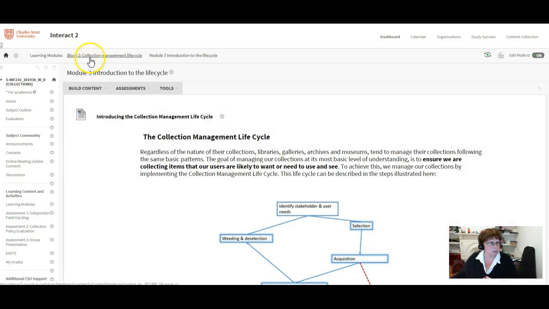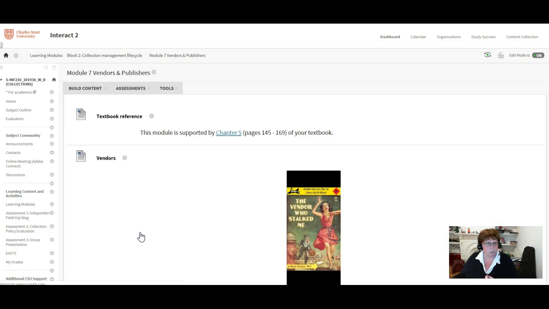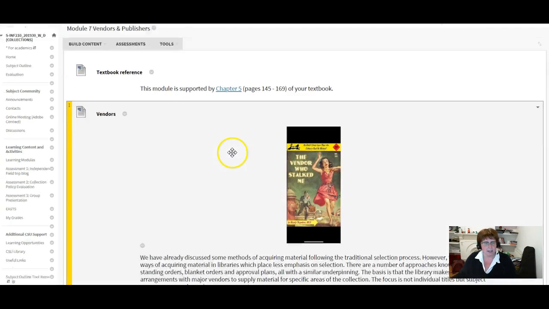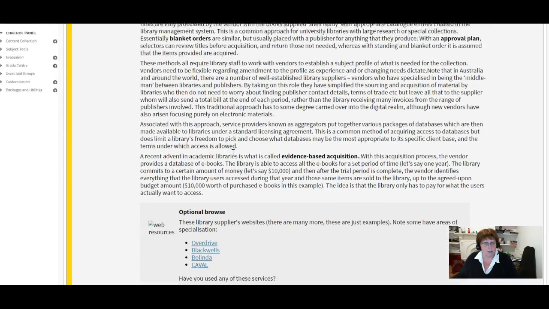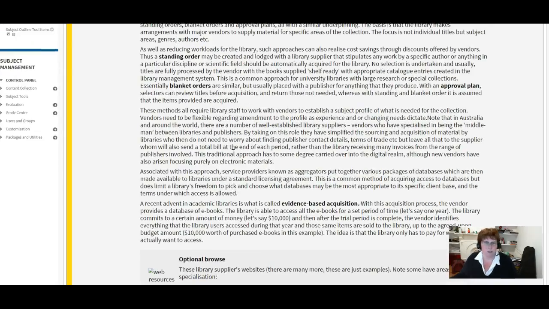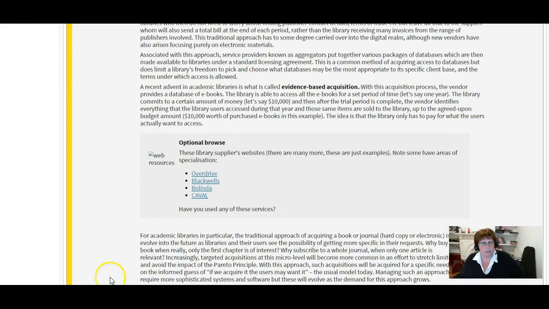So let's just go and have a quick look at what we've got to work with this week. I'm just going to jump into the right bit. Vendors and publishers, module 7. Okay, so Chapter 5 of the textbook is a really good one to read on this, and then really it's just a matter of working through or reading through and having a look at some of the links as usual. So this in particular is a good one to look at.